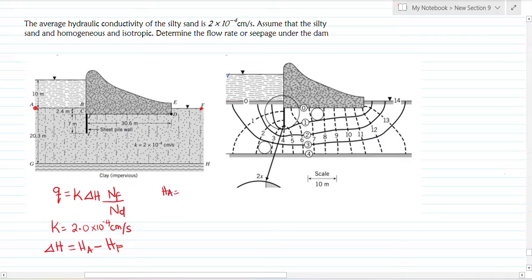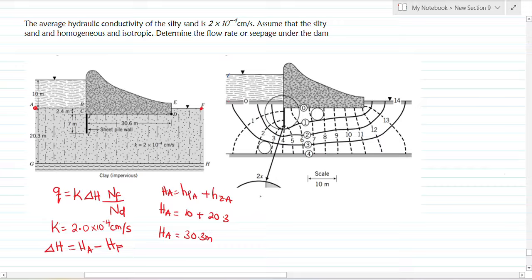So we need the total head at E. The total head at E is equal to the pressure head at E plus the elevation head at E. Pressure head is 10, elevation head is 20.3. This is our D2. GH is our D2, so that will be it. And so the total head at E is going to be 30.3 meters.